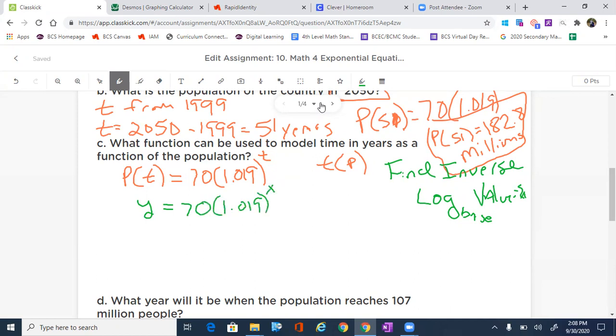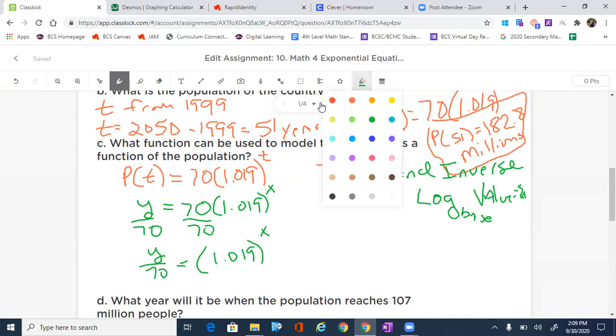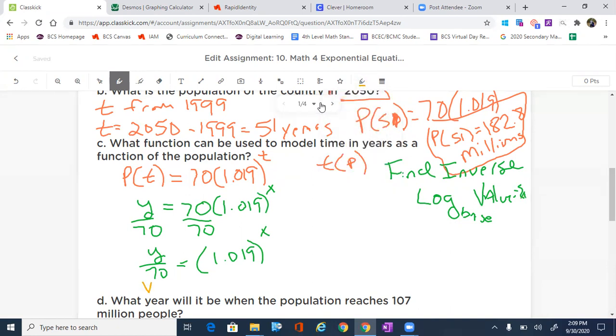I flip things around. And before we can go to our logarithm, we need to divide by 70. And we are going to get y over 70 equals 1.019 to the x. Now, check it out. Luckily, this is going to be our value. We have just a base, a value, and an expo. So at this point, we can go and write our logarithm.